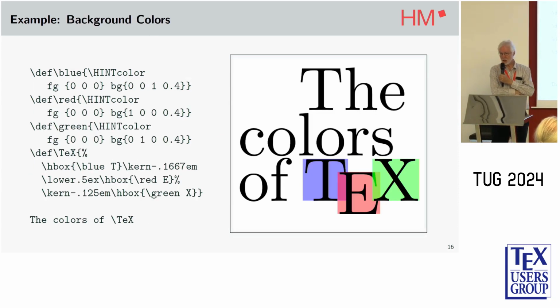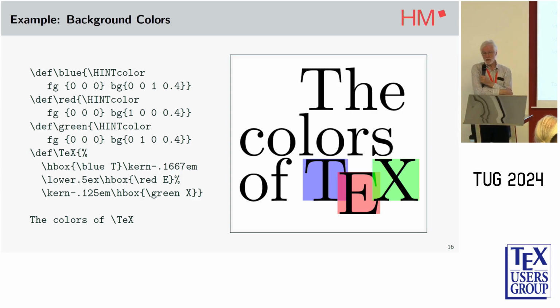I have a colored tech logo. I define hint color blue, and the blue macro just keeps the foreground black, 0, 0, 0, but it specifies a background which is a transparent blue. The red does the same, black foreground and a transparent red background. Green is a black foreground and a transparent green background.